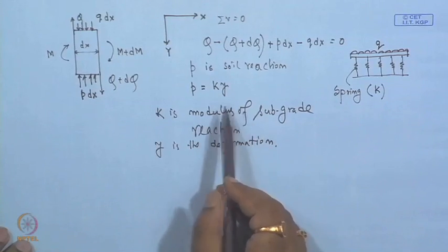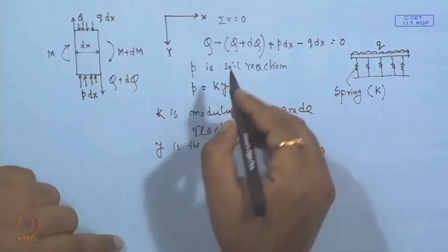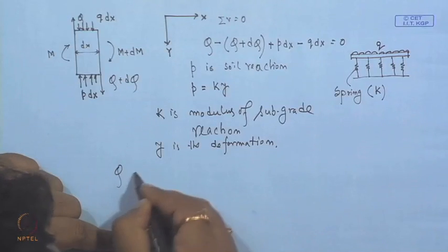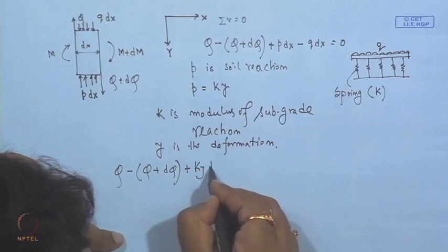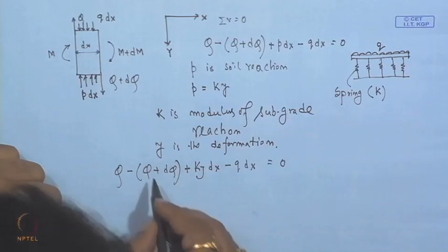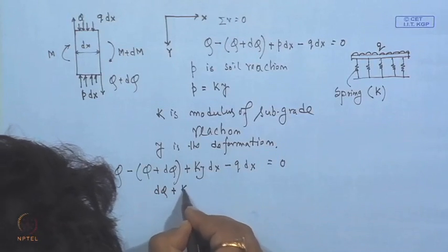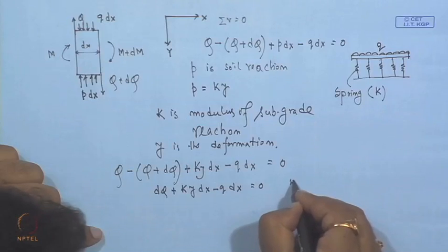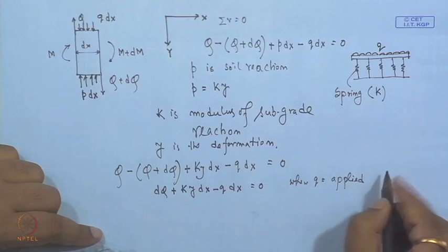So, that is the principle of Winkler's model, that is, any force which is proportional to the deflection, and k is the spring constant. So, finally, if I put this p in the final expression, that will be plus k y into dx minus q into dx equal to 0. So, finally, the q will be cancelled out. So, dq plus k y dx minus q dx equal to 0, where q is the applied pressure.